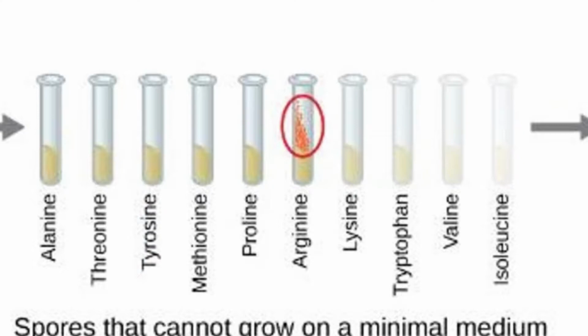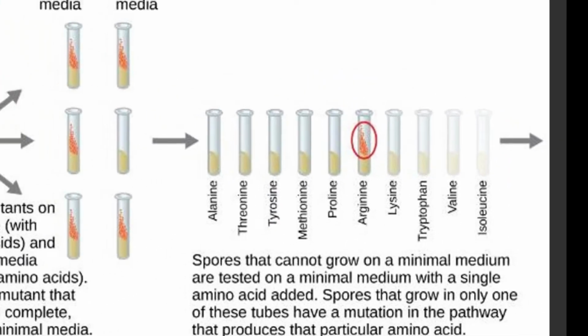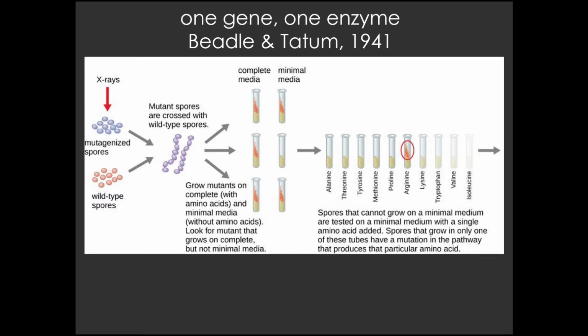And in the case of arginine mutations, they were able to discover that there were multiple steps in the synthesis of the amino acid arginine, each one governed by a single enzyme, and that led them to the one gene, one enzyme hypothesis, wherein they suggest that every single gene codes for a single enzyme.